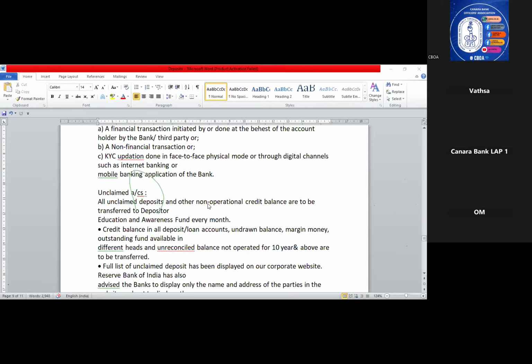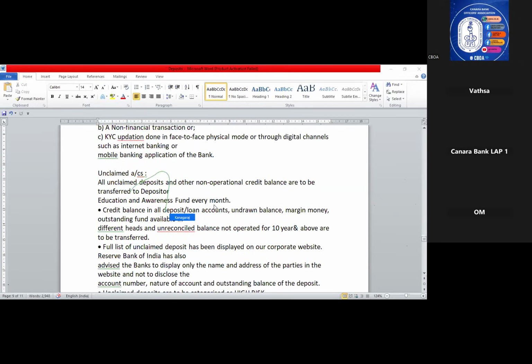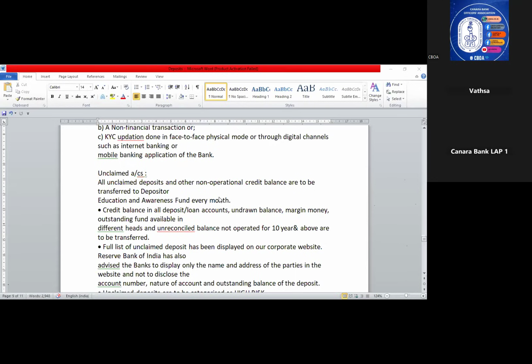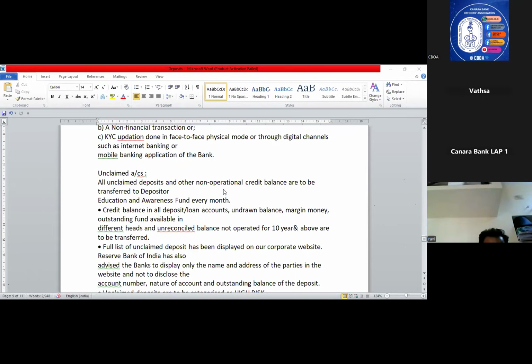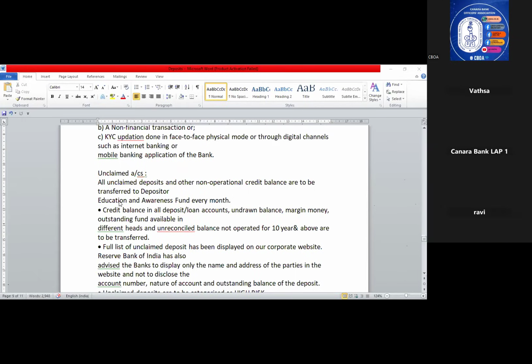Okay. Unclaimed accounts means the last 10 years. If the account is not operated for 2 years, it is inoperative. If for the last 10 years the account is not operated by the customer, though banking transactions are happening, then it will become an unclaimed account. If the credit balance in the account is more than 20 rupees, automatically the amount will be transferred to the DEF account, that is the Depositor Education and Awareness Fund, every month.